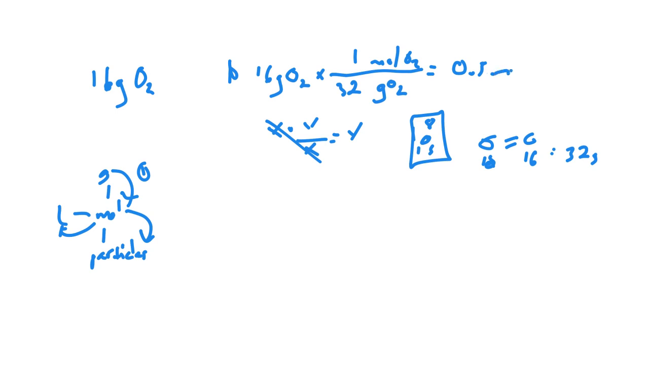Okay, now step 2, I'm going to use that to convert to particles. I want to know how many particles of O2 that would be. So now I can start with this number right here as my starting point. So 0.5 moles of O2. Set up my conversion factor. Okay, and this time I want moles of O2 on bottom.